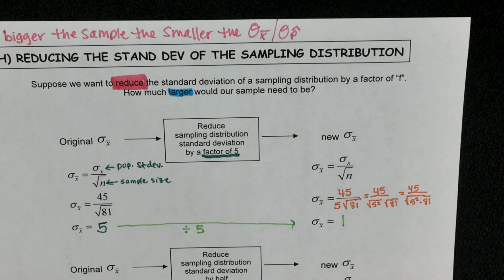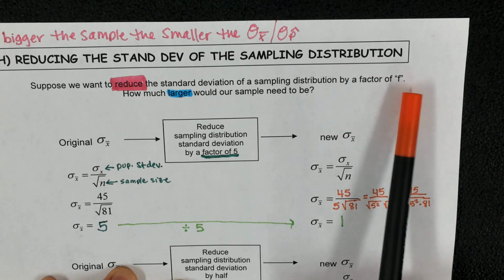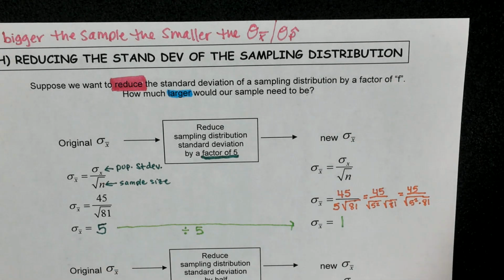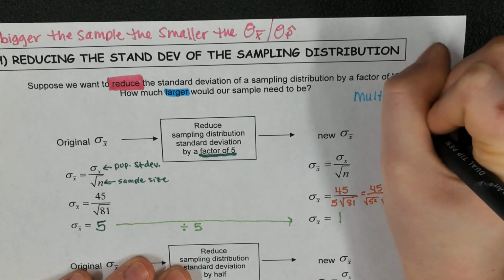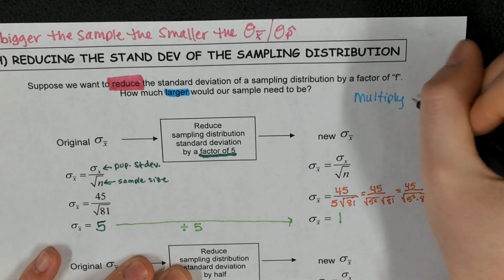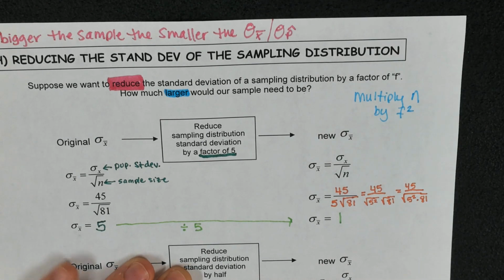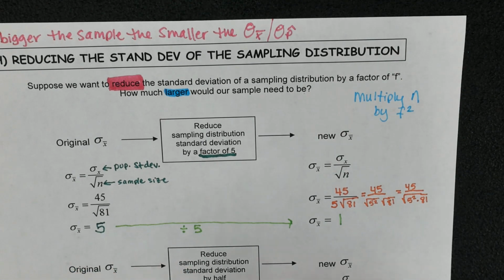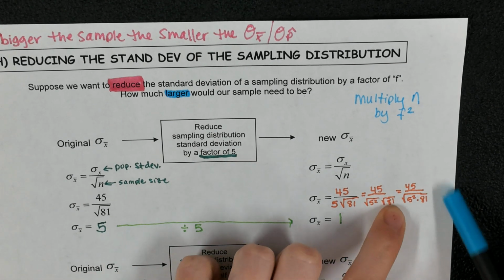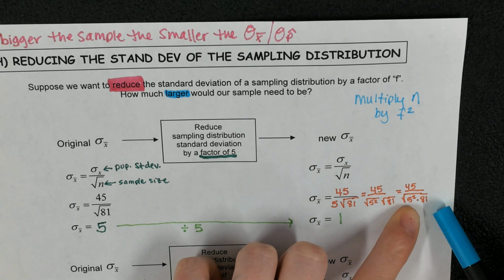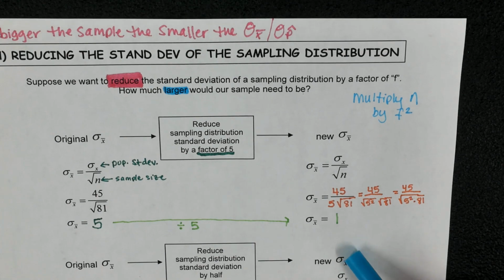So right here, if we want to reduce our standard deviation by a factor of f, this is just what we're going to notice: we are going to multiply n by f squared. And if we do all of this out, this will actually end up giving you 1. If you type in 45 divided by the square root of 5 squared times 81, it'll actually give you 1. So we're working our way backwards here.